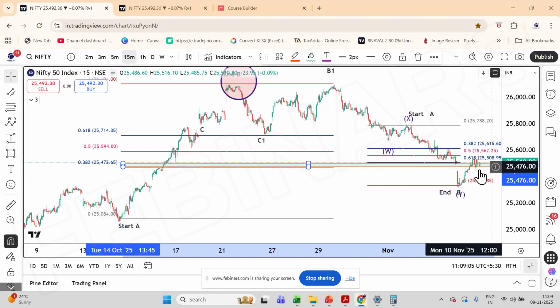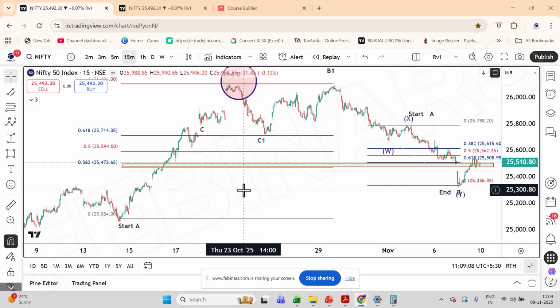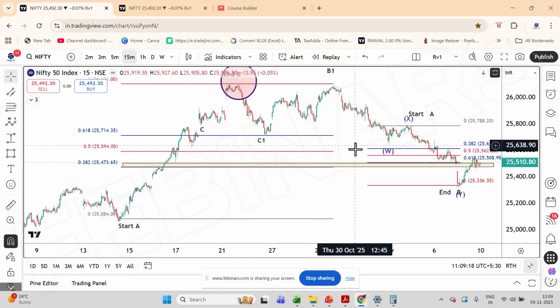So what happens on Monday? What is crucial? 25,480 to 460 below, one can sell the Nifty. Below 460, it is weak. Similarly, if we cross this zone of resistance, 25,560 to 570 above, it becomes bullish for 615. 25,615 to 640 crossing is extravagantly bullish. So that is the zone of confluence for the Nifty.